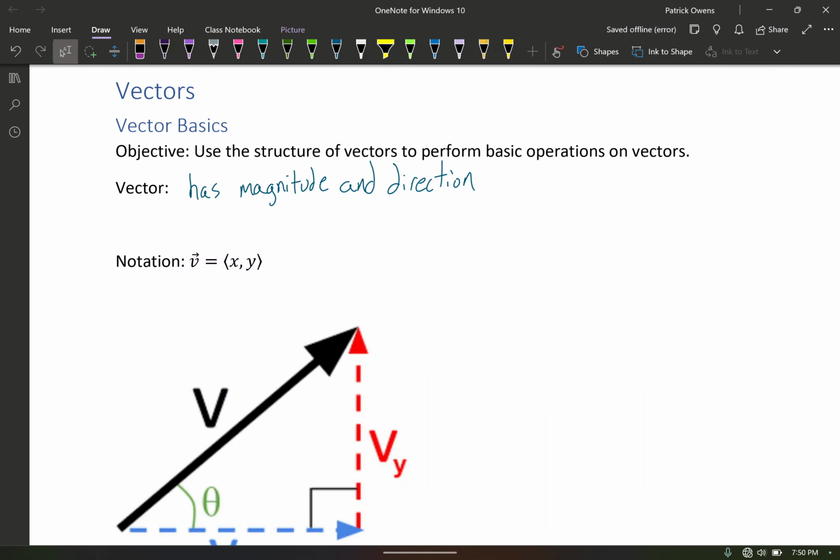Hello, today we are going to take a look at the basics of vectors. Now, our objective here is to use our structure vectors to perform some basic operations. We'll be finding our dot products, our angle between vectors, some scalar multiplication, but first we need to talk about what vectors are. A vector is a quantity that has magnitude and direction.